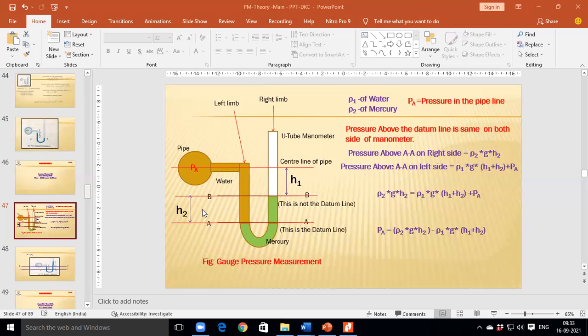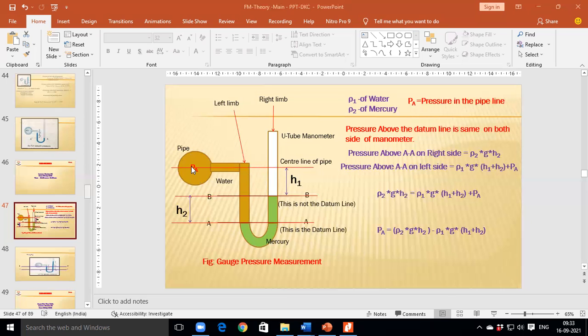Same height. If there is no pressure inside the pipeline, then the level of mercury will be at the same height. And if pressure is exerted in the pipeline, then this fluid exerts pressure on the mercury and pushes the mercury downside, and at the same time the level of mercury goes up on the right limb.